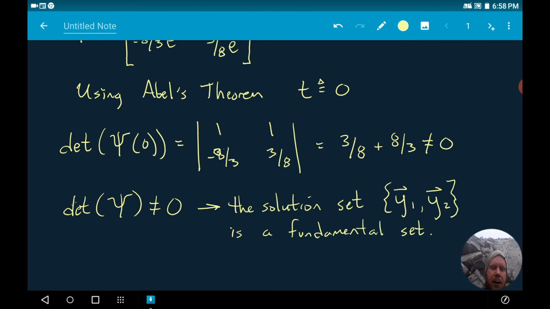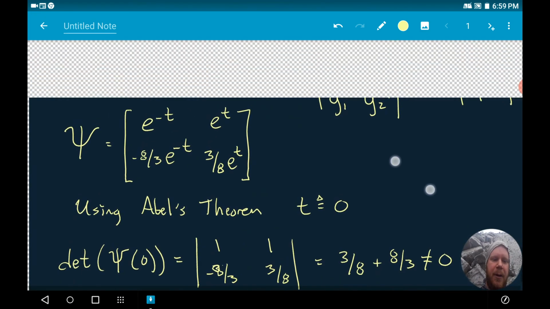Okay. So the next couple of videos are going to be doing the same thing, but we'll see what happens when you have repeated roots, or if you have roots that are complex. And by roots, I mean eigenvalues.